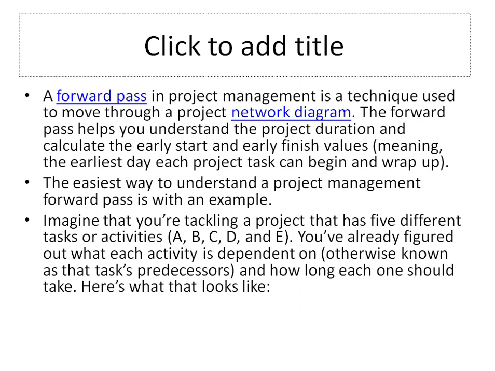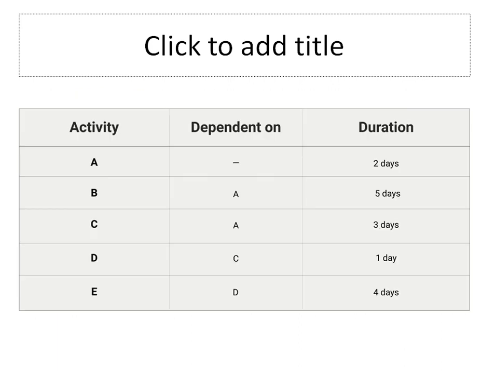Imagine that you are tackling a project that has 5 different tasks or activities, A, B, C, D, E. You have to figure out what each activity is dependent on and how long each one should take. Here is what that looks like. A takes 2 days, and B takes 5 days.